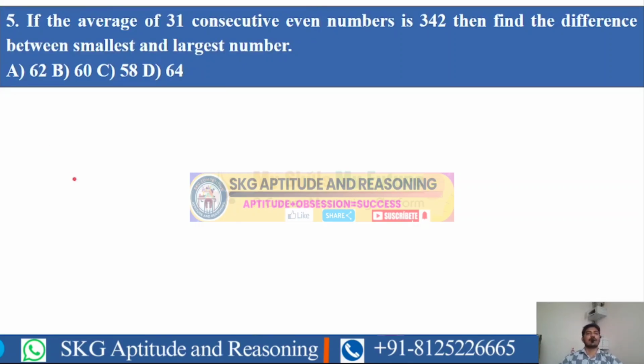The question says the average of 31 consecutive even numbers is given as 342. From this we can find the smallest and largest number. So it is also very similar to the previous question. In the previous question he asked us to find the sum of the smallest and the largest number. In this particular problem, he asked us to find the difference of the smallest and largest number.